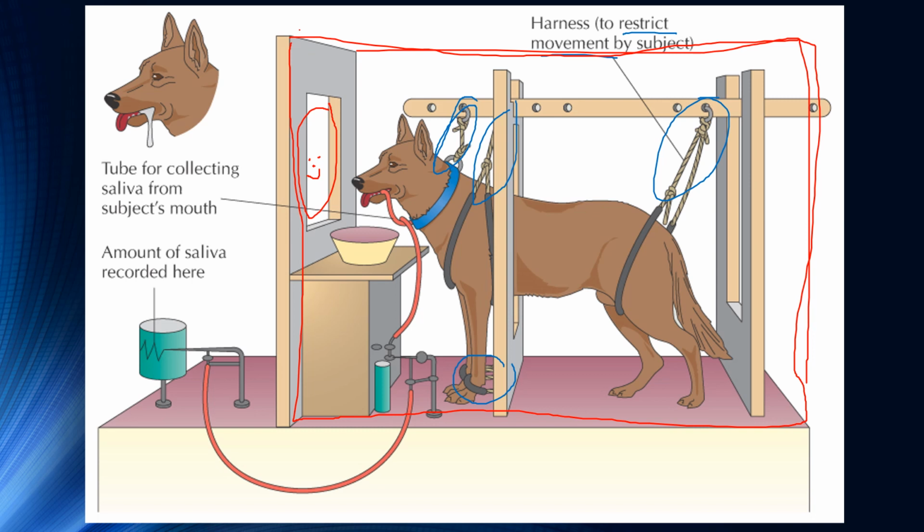All right, so as that took place, the tubing was coming to the outside of the room so that they didn't have to interfere and become any sort of extraneous variable. It was collected in a tube, passed down, and then a recording of the number of drops was made. So there was nothing at all influencing those dogs other than the presentation of the food and the sound of the bell at the same time.